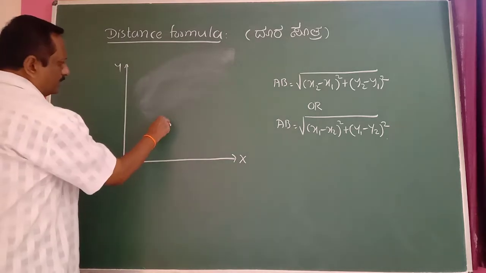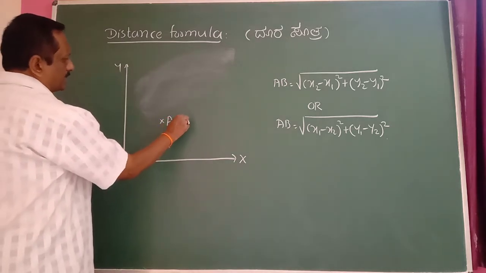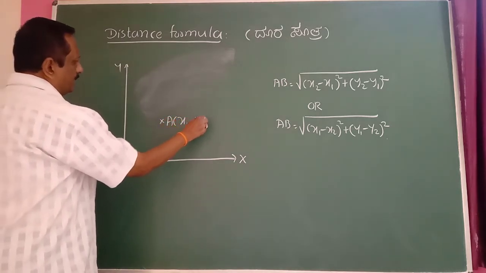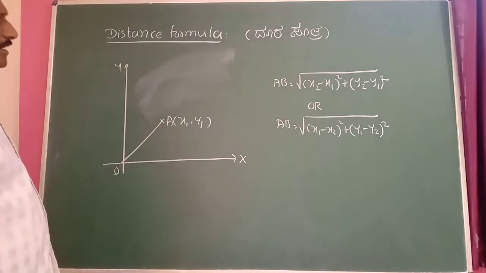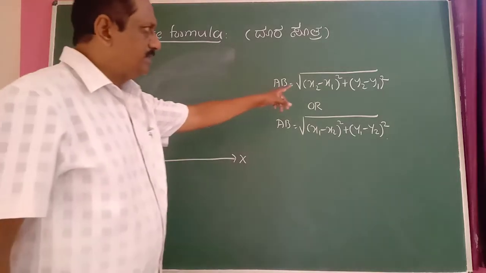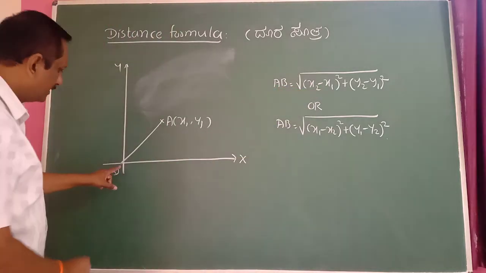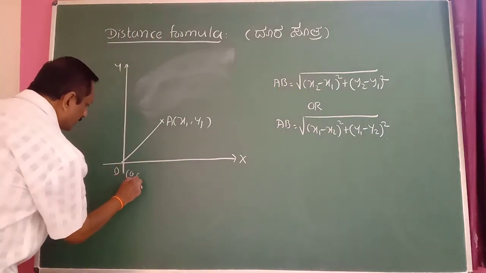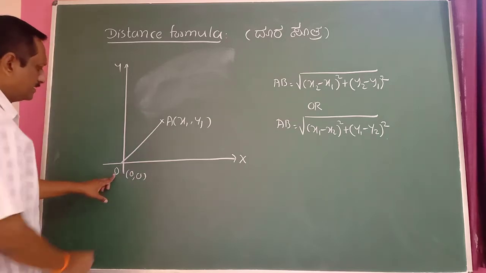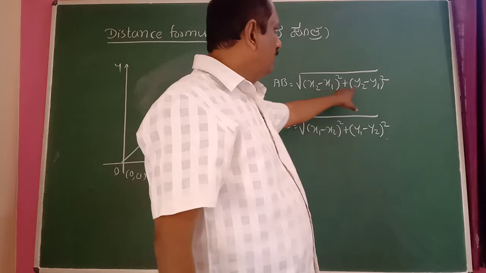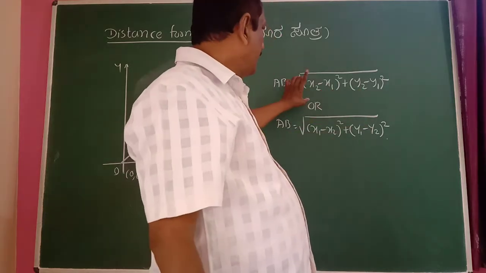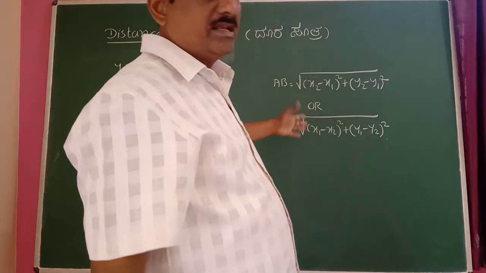Suppose there is a point x1, y1, and you want the distance from this point. Then put x2 as 0 and y2 as 0, so the point is 0, 0. The coordinate of origin is 0, 0. So the x2 value is 0 and y2 is 0. Choose either form of the formula here.